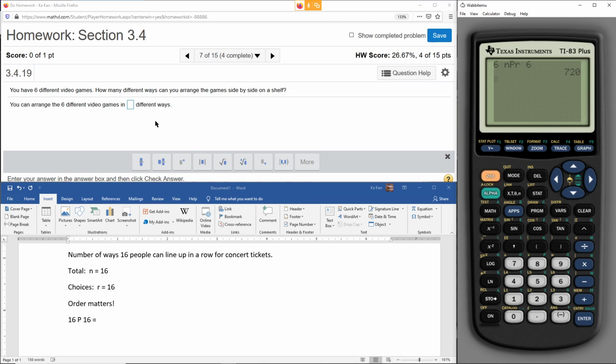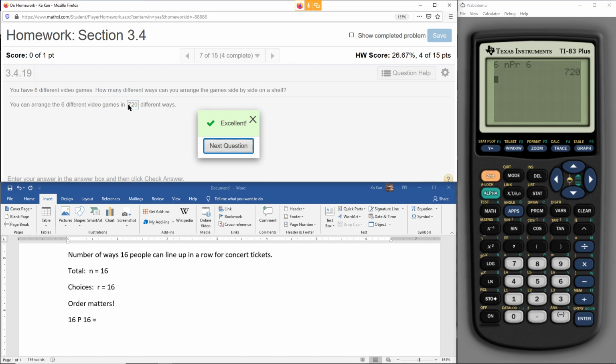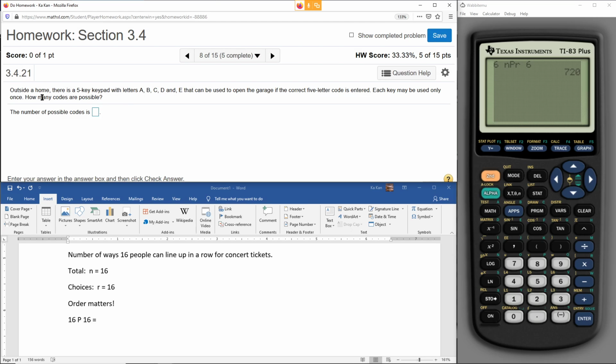6P6, and there's 720 different ways you can line them up. Outside of a home, there is a 5-key keypad with the letters A, B, C, D, E that can be used to open a garage. Each key can only be used one time. So how many codes can you make? Now this one you can actually think about in this manner.